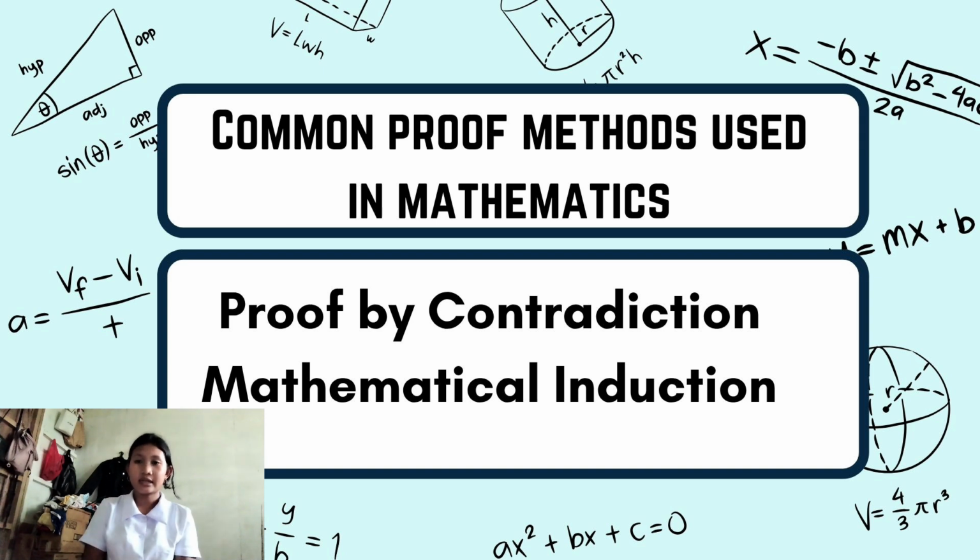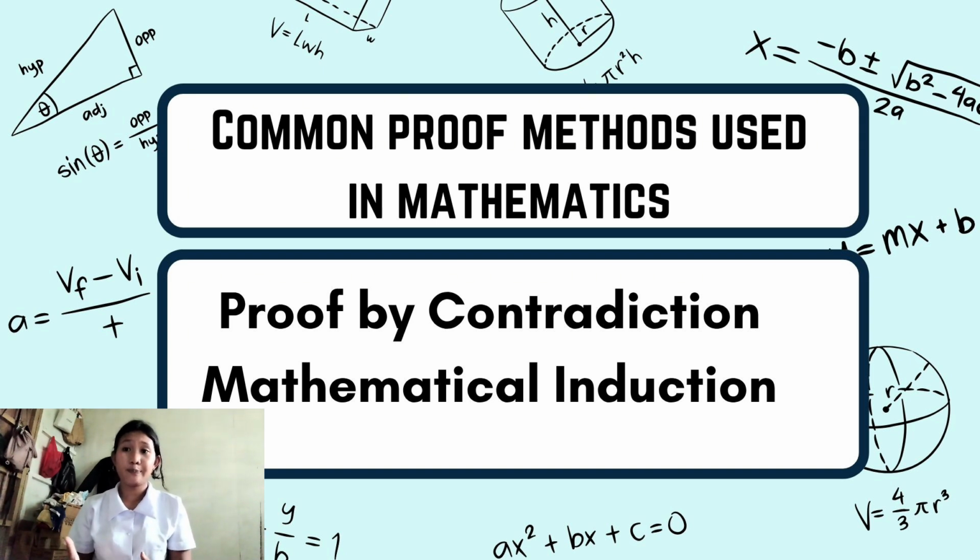Then mathematical induction. You prove a statement for the first case, or base case, then show that if it's true for one case, it's also true for the next, the inductive step. This proves it's true for all cases.